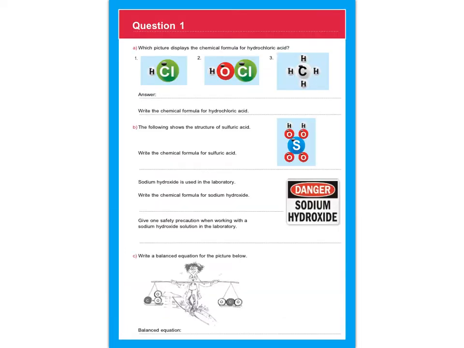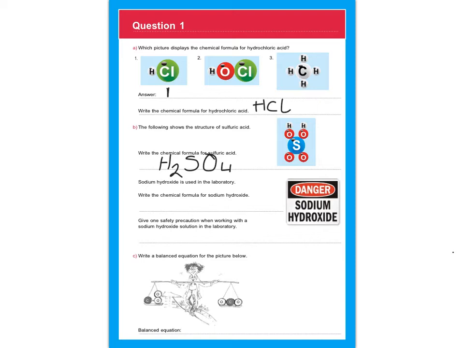So question 1 asks me which picture displays the chemical formula for hydrochloric acid, and that's picture 1. The chemical formula for hydrochloric acid is HCl, so capital H, capital C and small l. The next one we're looking for is sulfuric acid, to write the chemical formula for sulfuric acid. So I hope you can see we've two H's, so we've H2, we have one sulfur, and we have 4 oxygens, H2SO4.